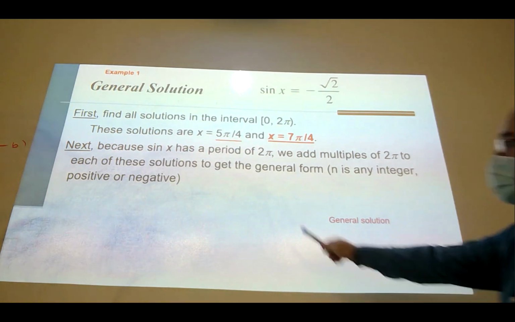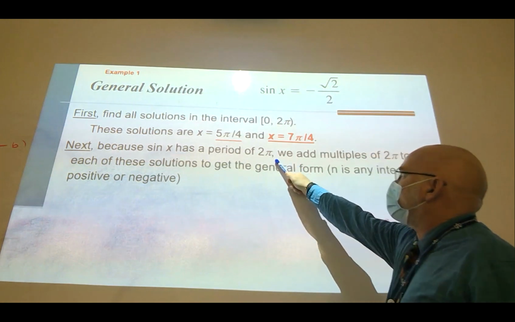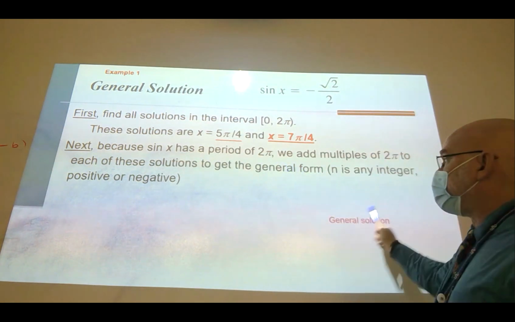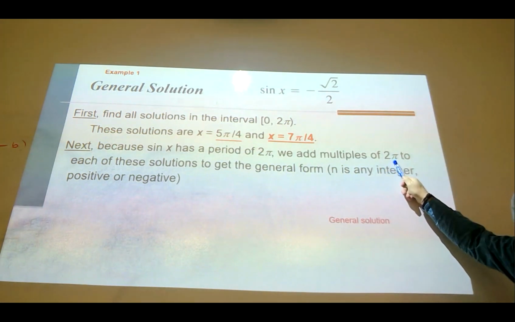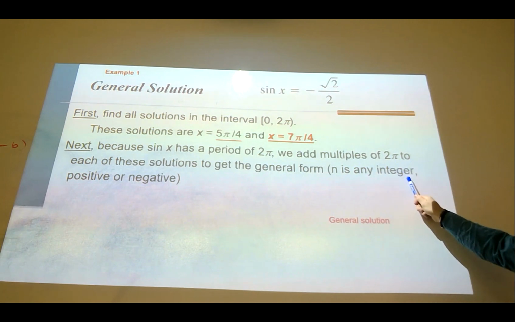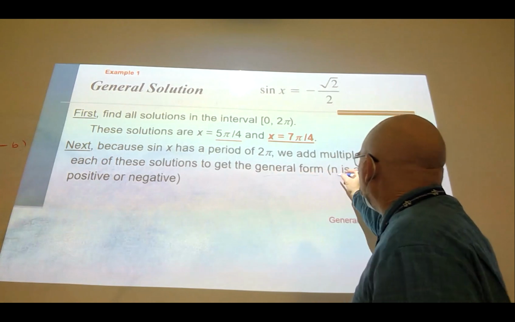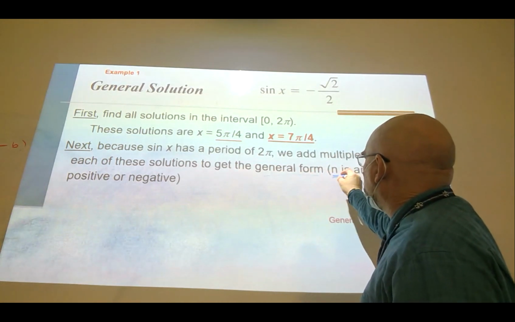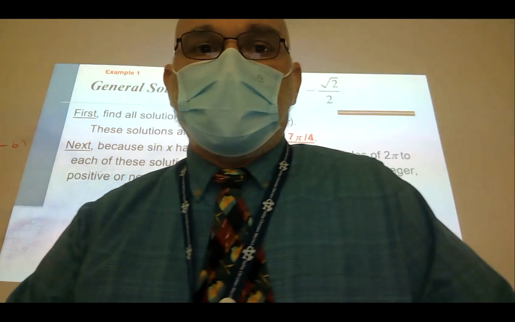But now, we said that sine of x has a period of 2 pi. So every time we go around the unit circle, it repeats itself. So we're going to add multiples of 2 pi to each solution to get the general form. Now, n we're going to use as a representation of any integer, positive or negative. So what is this going to look like?